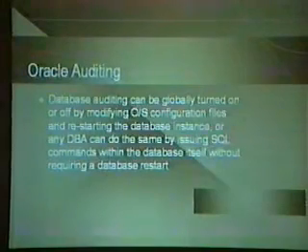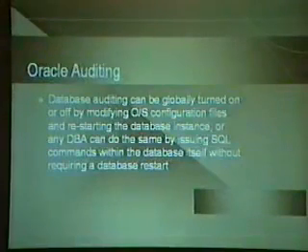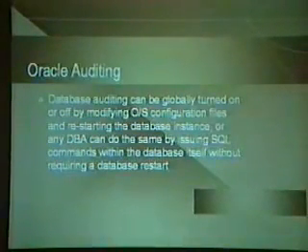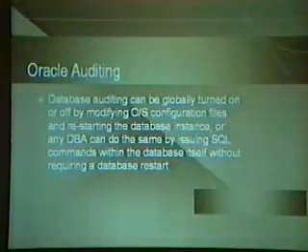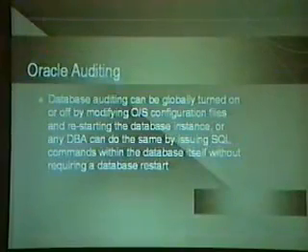Auditing within the database. Auditing in Oracle can be turned globally on or off by modifying the INI files for the database. This is going to require a restart to actually get the database to start or stop logging. However, a DBA can turn on or off auditing within the database by issuing commands, and it would not require a database restart for that change to take effect.